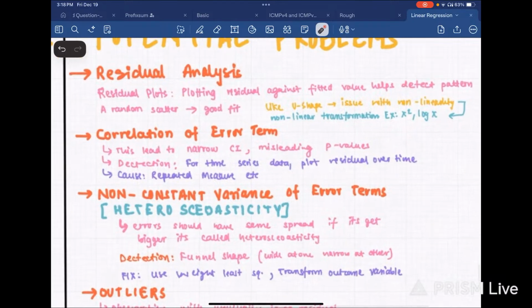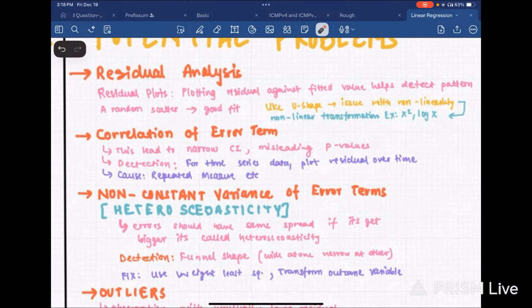Next is correlation of the error terms. This leads to narrow coefficient confidence intervals and misleading p-values. The p-values we get are not good here. Detection is for time series data: we plot residuals over time.